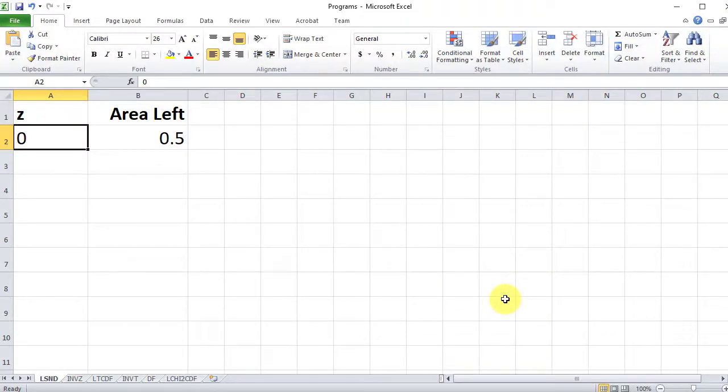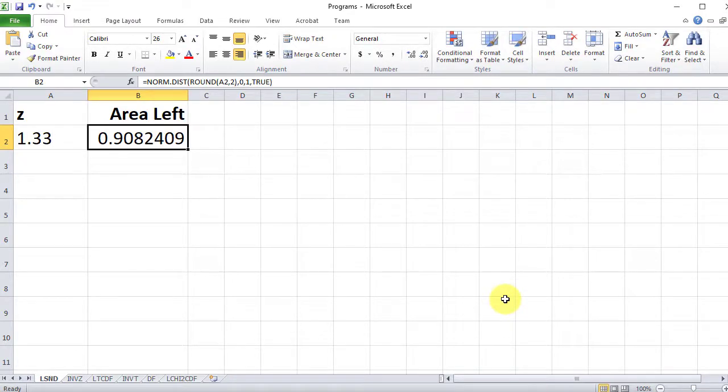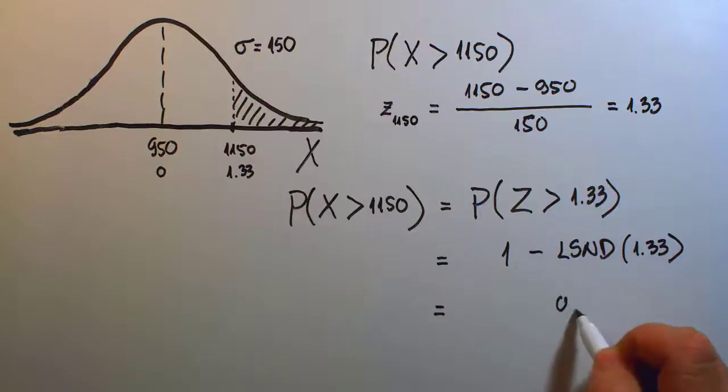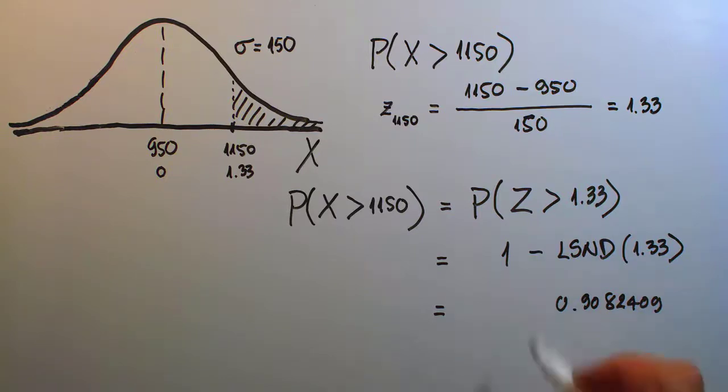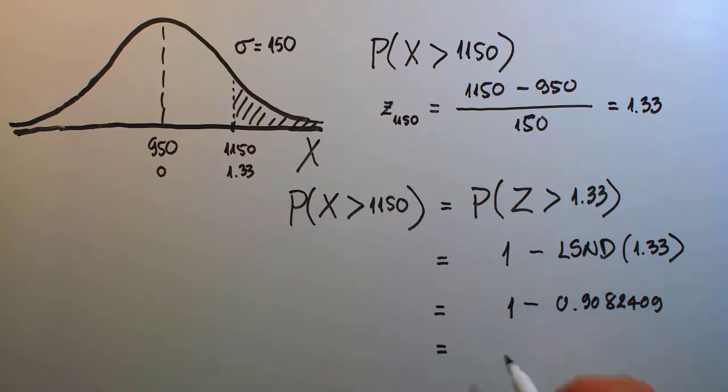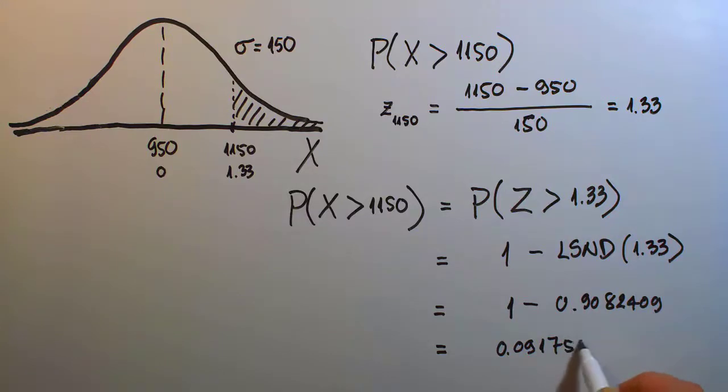now first running my LS&D program, the 1.33 z-score has an area to the left of 0.9082409. But then this area is of course subtracted from 1. And my final calculation comes out to be 0.0917591. And once again, usually these answers are rounded to 4 decimal places, but do watch out for different rounding requirements here and there in different problems.